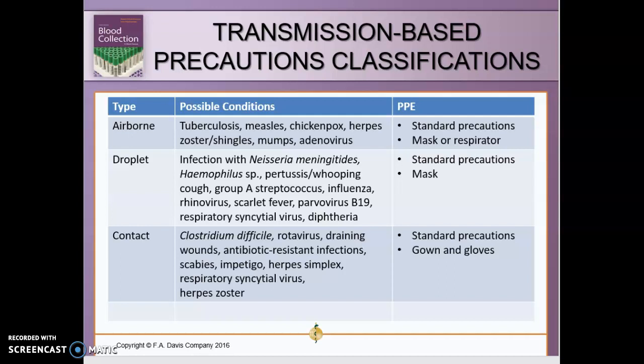Tuberculosis, measles, chickenpox, herpes, mumps, and adenovirus are all airborne. Your droplet precautions include Neisseria meningitidis, pertussis (whooping cough), group A strep, influenza, rhinovirus, scarlet fever, parvovirus B19, respiratory syncytial virus, and diphtheria. And then the contact precautions are going to be your C. diff, Clostridium difficile, rotavirus, antibiotic-resistant infections, scabies, impetigo, herpes simplex, and respiratory syncytial virus. So please take a good look at this slide and know these, because you will see questions related to those.